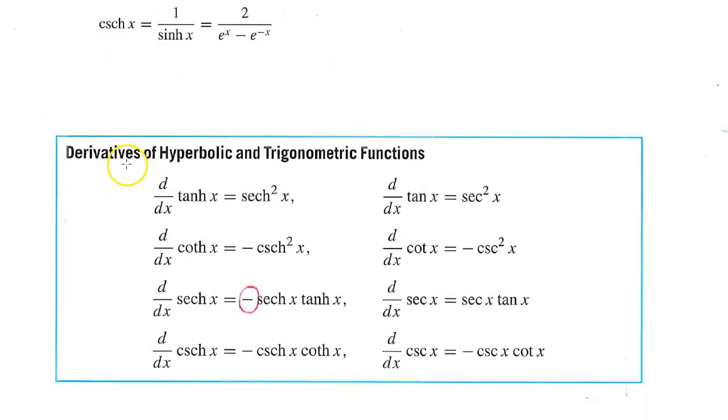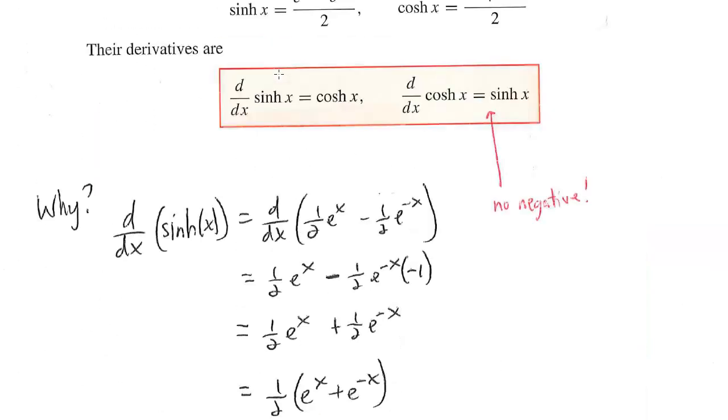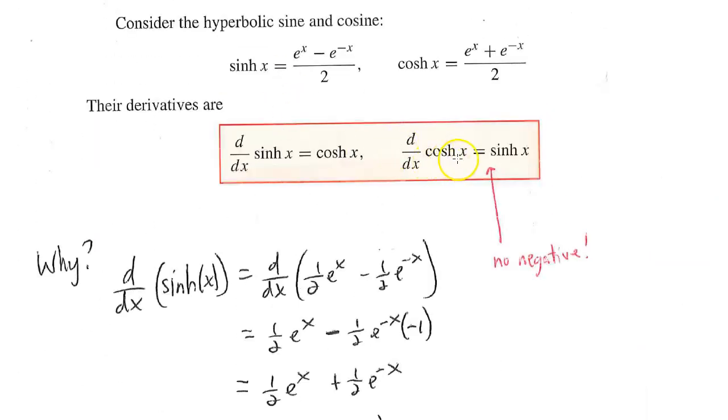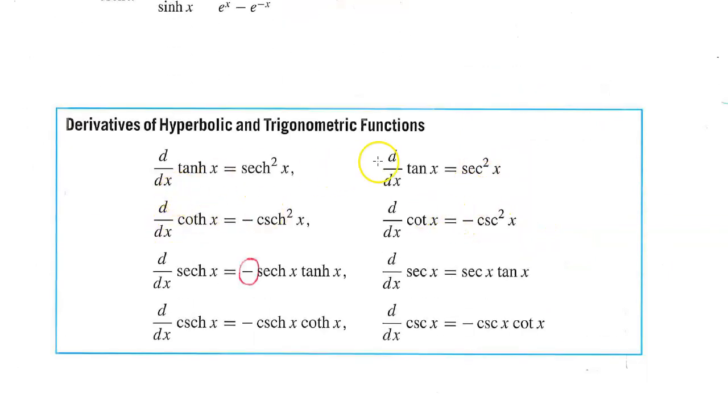In fact, you might wonder, why are we using all this terminology that sounds like sine, cosine, tangent, all these trig functions? Well, it turns out a lot of the formulas are similar. We already mentioned the derivatives of sine and cosine. The one difference is that the derivative of cosh is positive sinh, whereas the derivative of cosine would be negative sine. So notice there's no negative here. All the other derivatives are similar. Just like the derivative of tangent is secant squared, the derivative of tanh is sech squared.